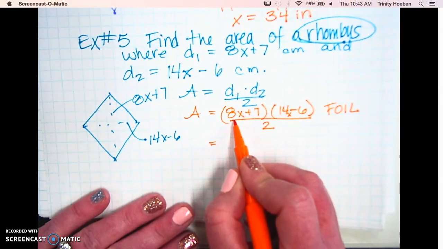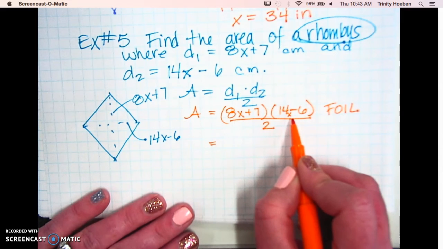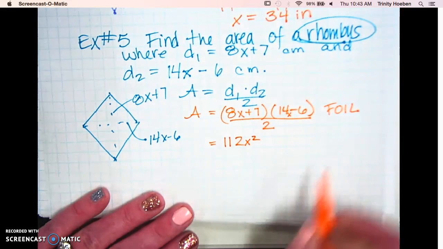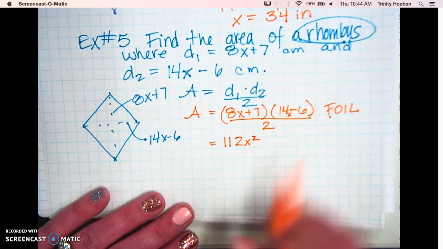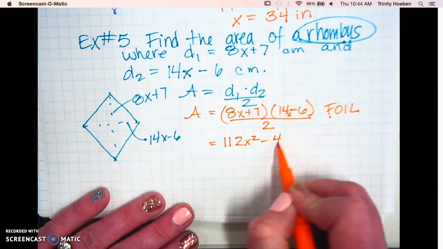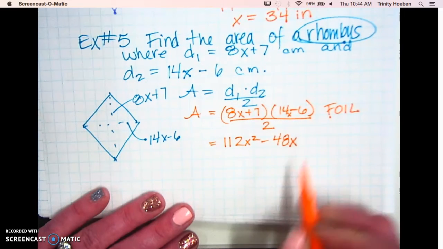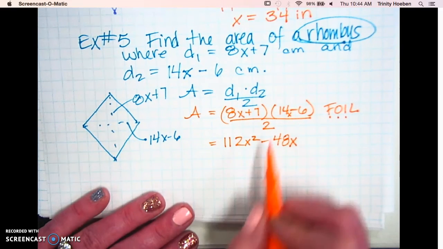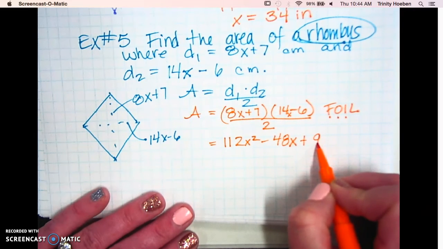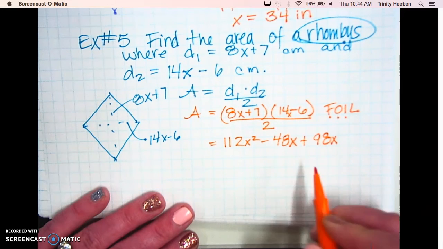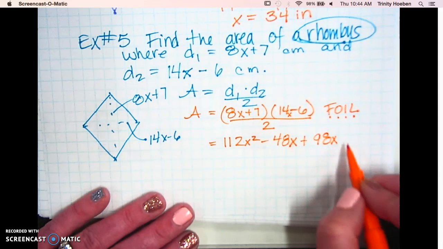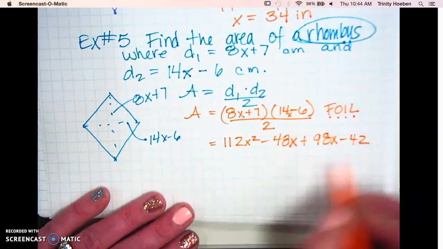So first means to multiply 8x times 14x, which is 112x squared. That's our first. Now we're going to do outside. So 8x times negative 6, which is negative 48x. I stands for inside, so 7 times 14x. Again, use your calculator if you need help multiplying. And then L stands for last. So 7 times negative 6, which is negative 42.